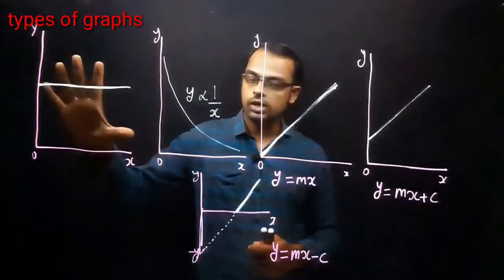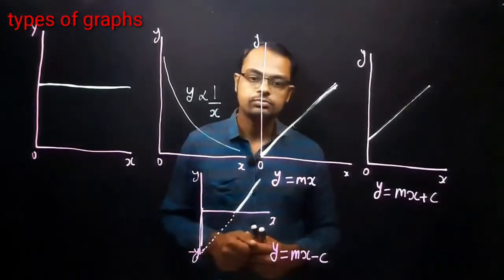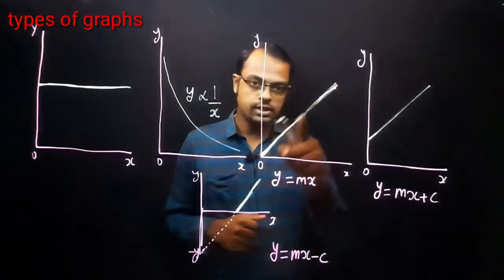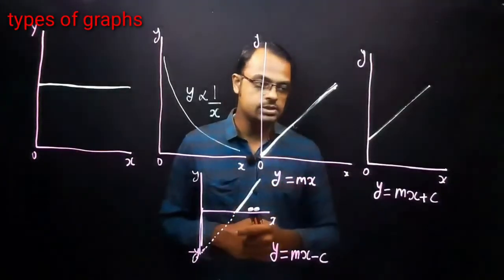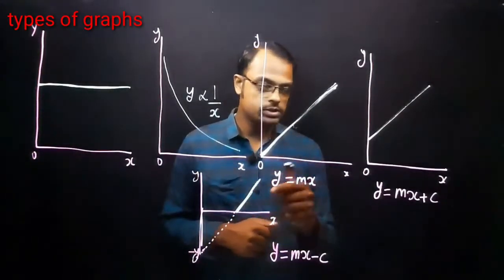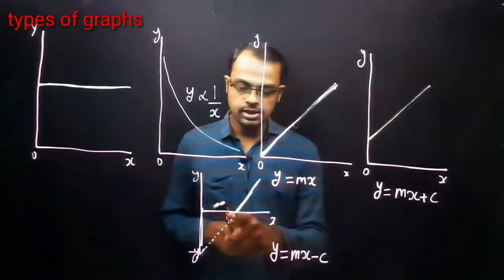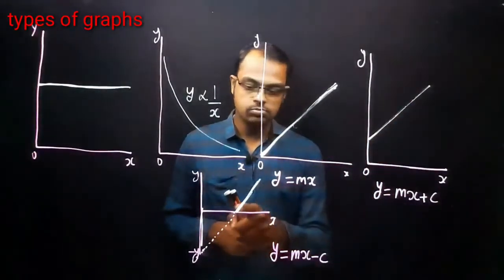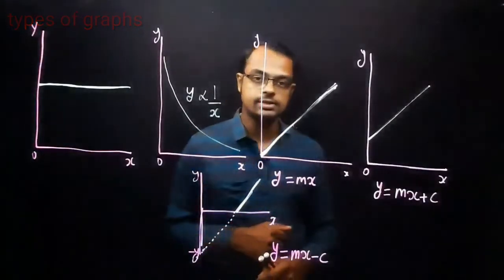So here there is no relation. Here y is inversely proportional to x. Here, for the straight line, the relation is that y is directly proportional to x, or y = mx, where m is the slope. We will discuss that in detail now. And here y = mx + c, and in this type of graph y = mx - c, because the y-intercept is coming along the minus y-axis.